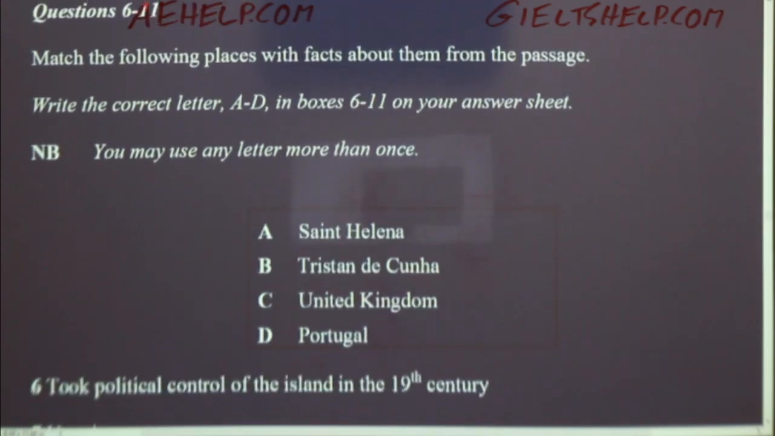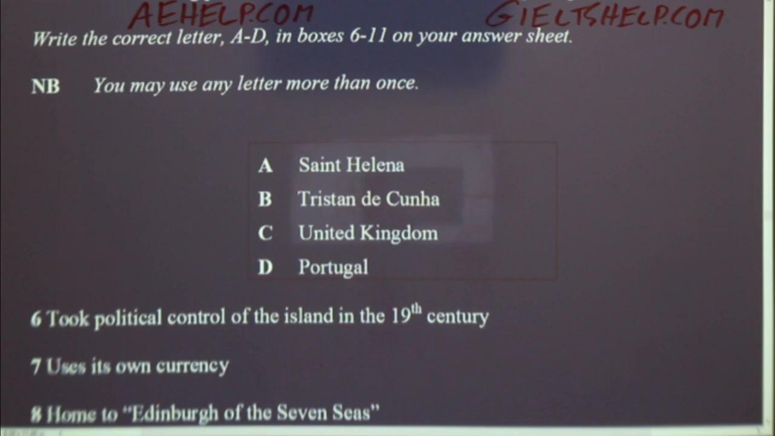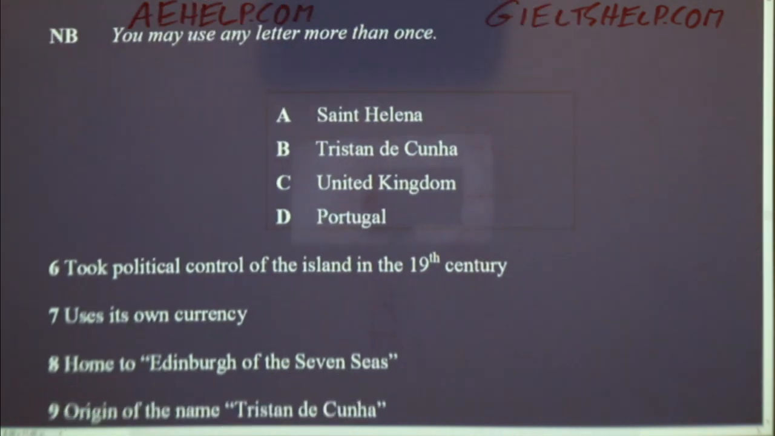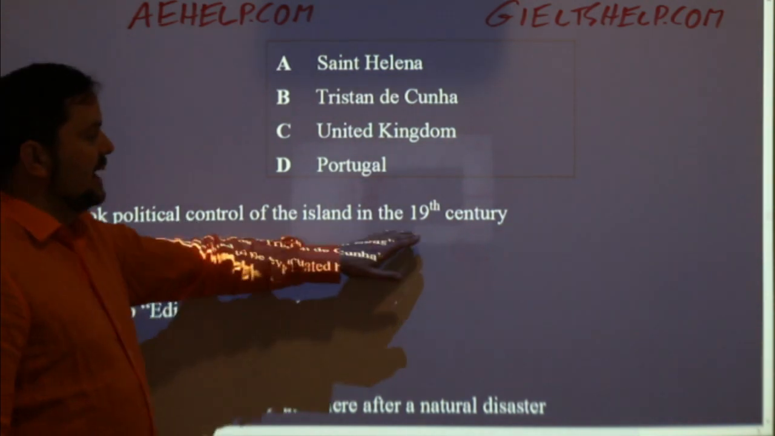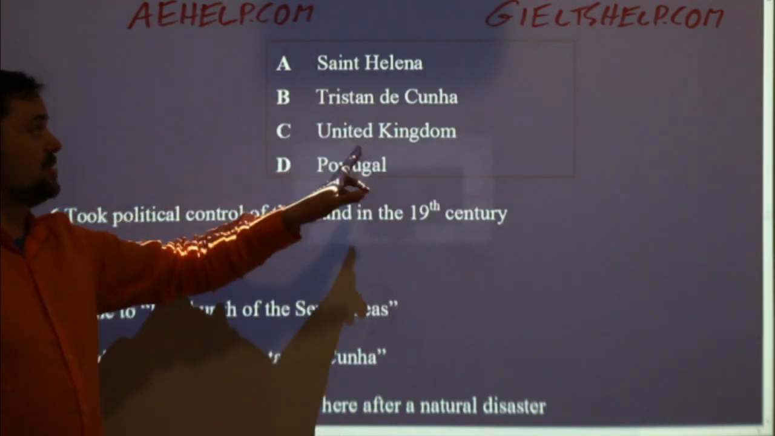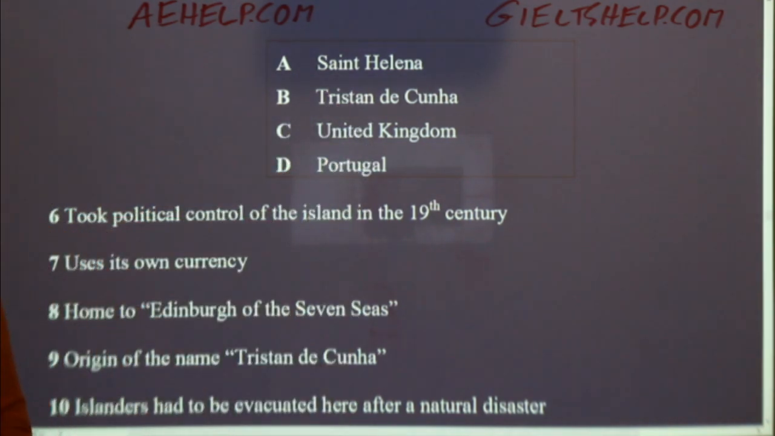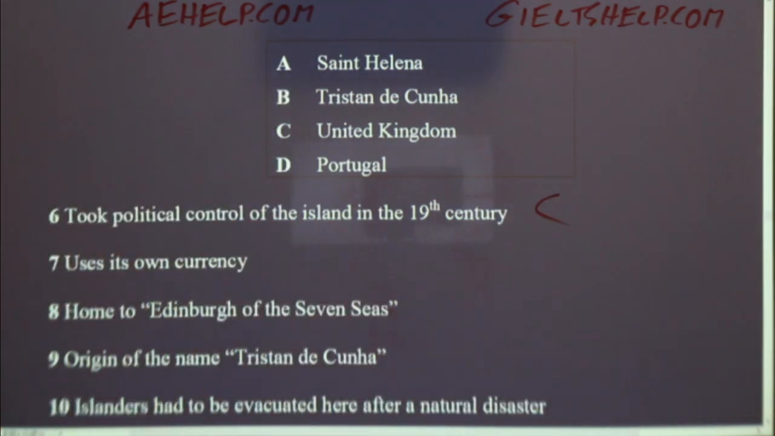Okay? All right, so match the following places with facts about them from the passage. This one, you shouldn't have to look at the passage. Again, if you have good reading skills and good comprehension in English or in your own language, you should be able to answer these kinds of questions at least 60%, 70% without looking at the passage. Took political control of the island in the 19th century. Saint Helena, Tristan de Cunha, United Kingdom, Portugal. Yeah, I believe it's United Kingdom. I'm not going to check that. I'm pretty sure it was.